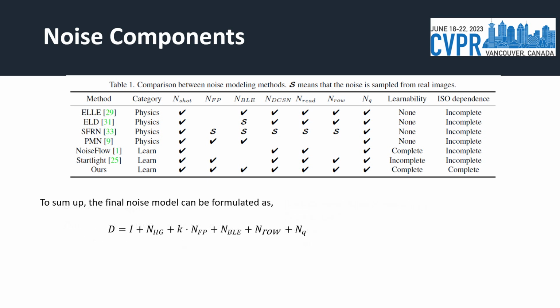Considering that the shot noise, dark current shot noise, and read noise are all Gaussian distributions with the same size, we introduce a new term NHG following a heteroscedastic Gaussian distribution. Here, I represents the clean image, and D represents the corresponding noisy image.